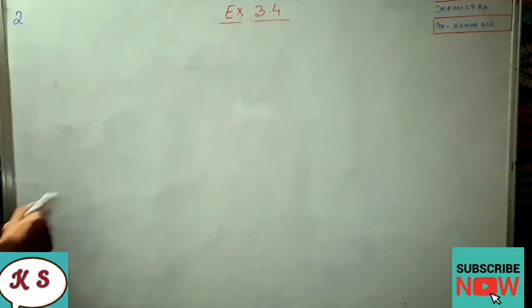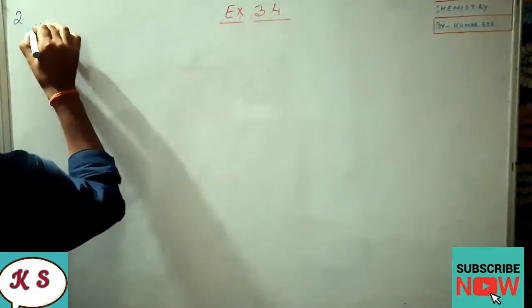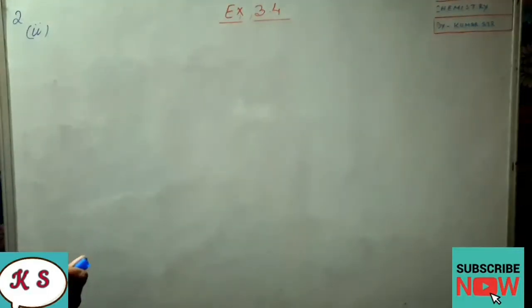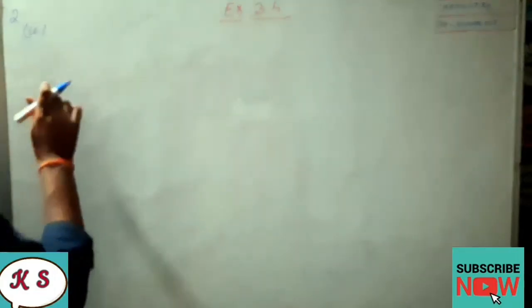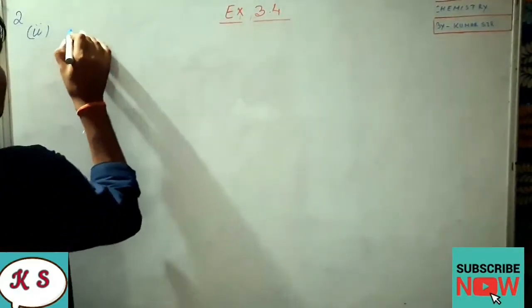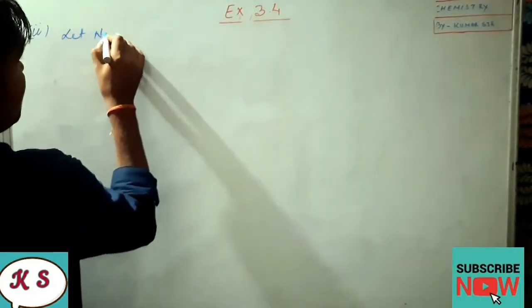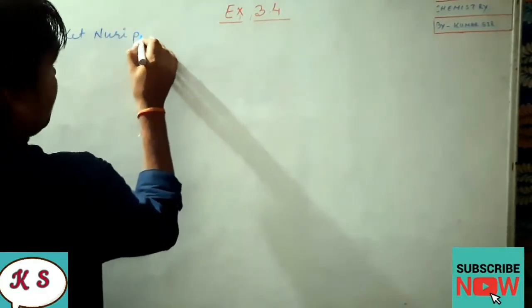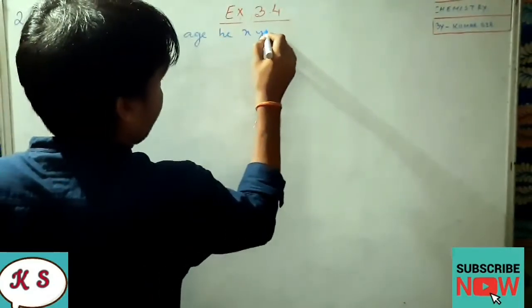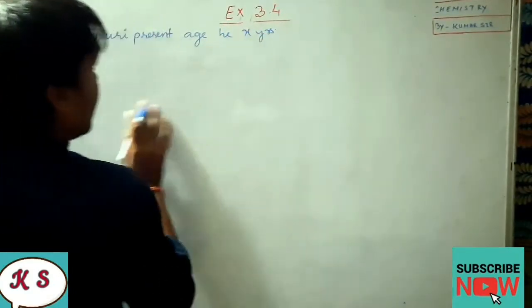Now we are going to discuss question number 2. So what is given here? 5 years ago, Nuri was thrice as old as Sonu. How old are Nuri and Sonu? In this kind of question, first of all, their present age we have to consider as X. So let Nuri's present age be X years.